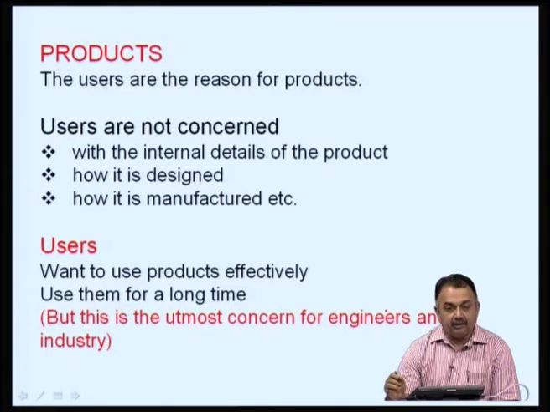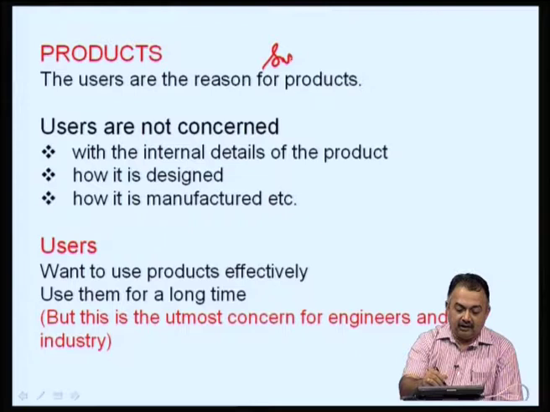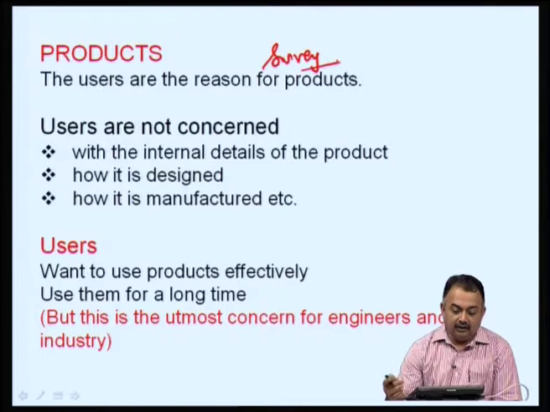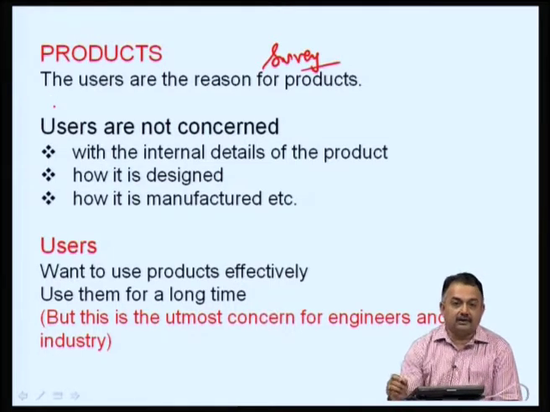So, the products are the important things for users today, and the user dictates what kind of products they want. Normally a survey is done by the companies to find out what is the interest of the user, and based on that market survey and user survey, the products are designed. So, it is very simple to accept this statement saying that the users are the reason for products.